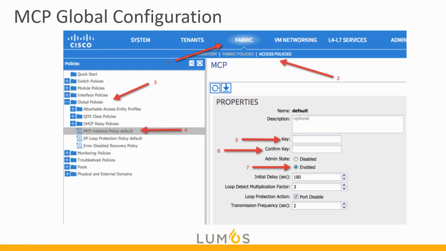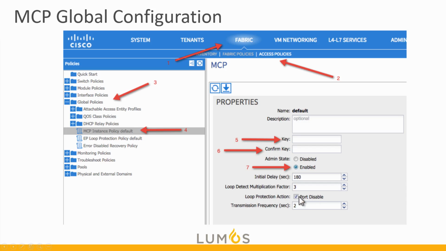So now we go into the ACI fabric and access policies, and under global policies in the left nav, we click on MCP instance policy default. So this is a global policy that must be configured. And if you don't configure this, even if you have the interface policy configured, it won't take effect. You have to have the global policy configured. So we will provide a security key required, the administrative state of enabled, and loop protection action is port disabled.